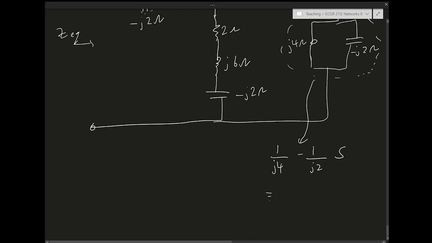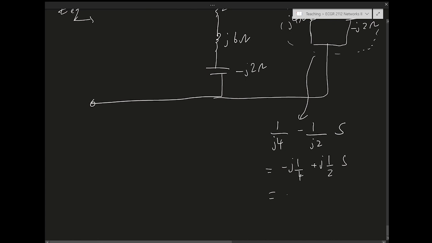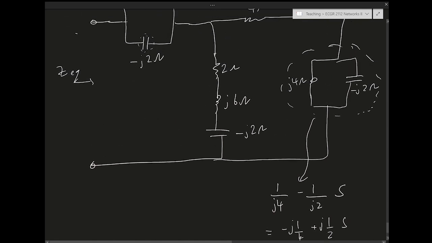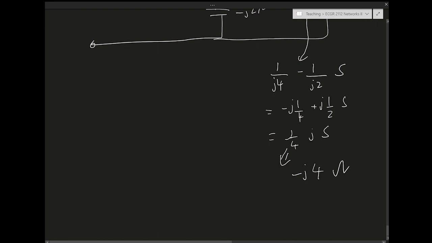Right, so the result is going to be, I take J upstairs, so this becomes minus J quarter plus J half Siemens. This ends up being quarter J Siemens. Okay, so what is the impedance in this case? The impedance is going to be, invert this, becomes minus J, inverting J gives me minus J, and this becomes minus J4 ohms. Okay, so this element, those two in series, this parallel connection of an inductor and a capacitor, has an impedance of minus J4 ohms.